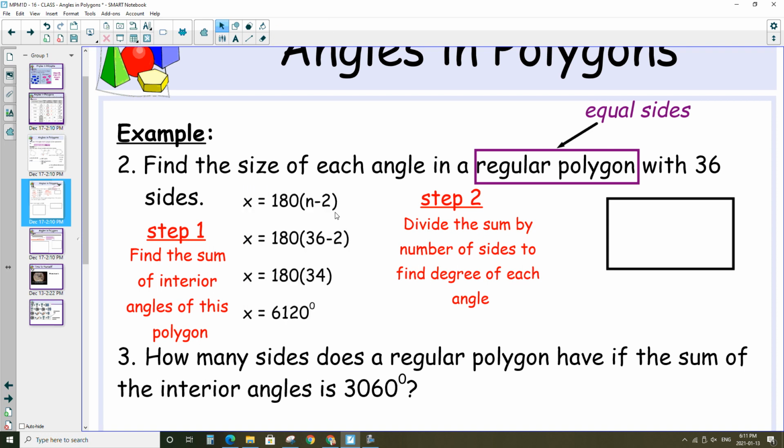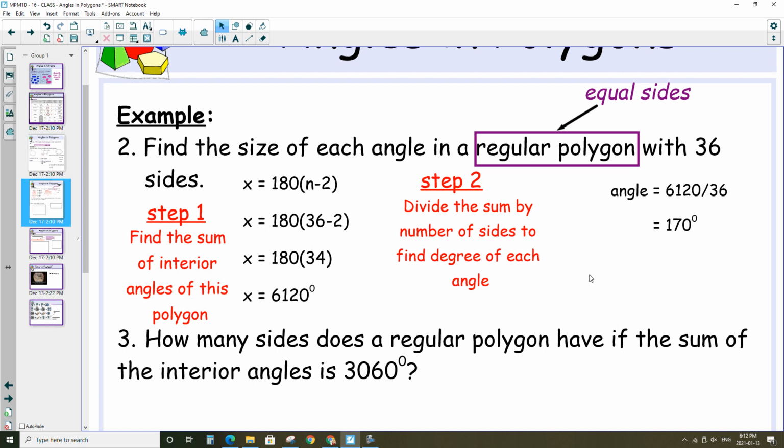So we're going to use our equation here, replace n with 36, and we're left with 6,120 degrees. So that's the total amount of degrees in a figure that has 36 sides. And since there's 36 of them, they're all going to be equal to each other. So in the second step, I'm going to take this value and divide it by 36. And that will give me the value of each of those internal corners.